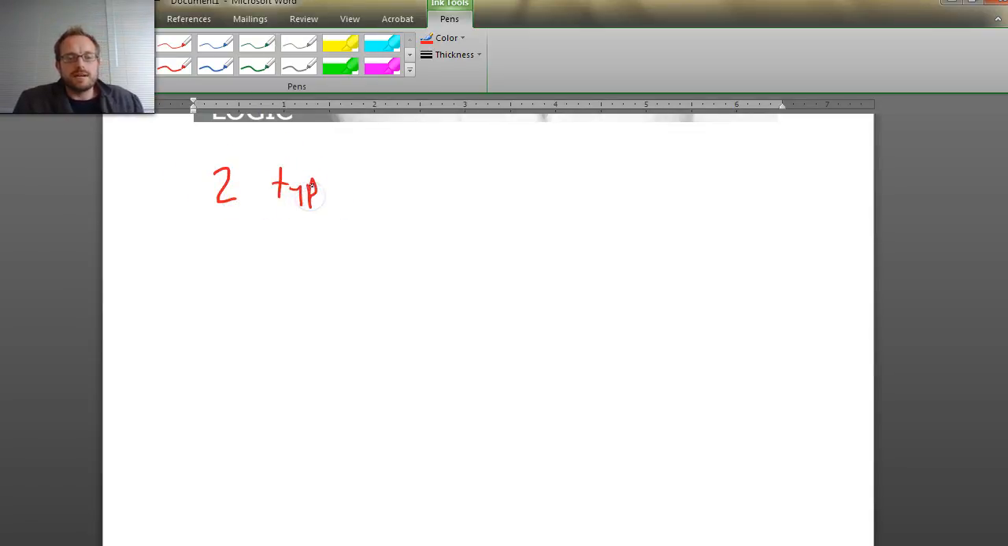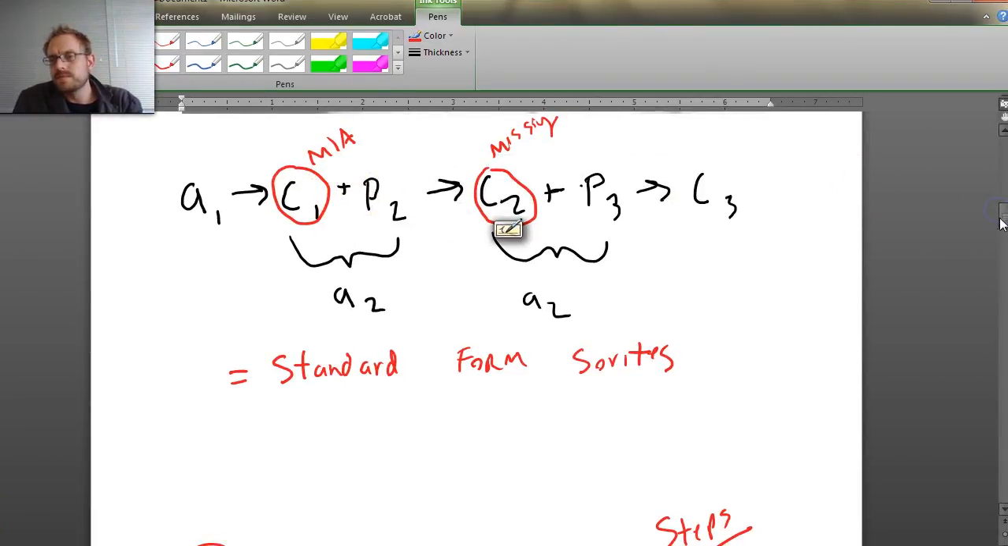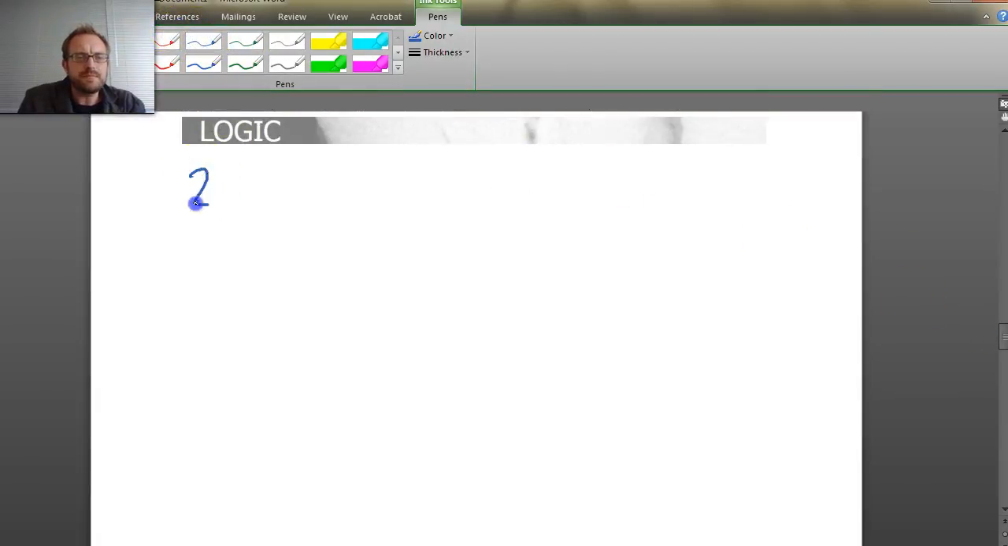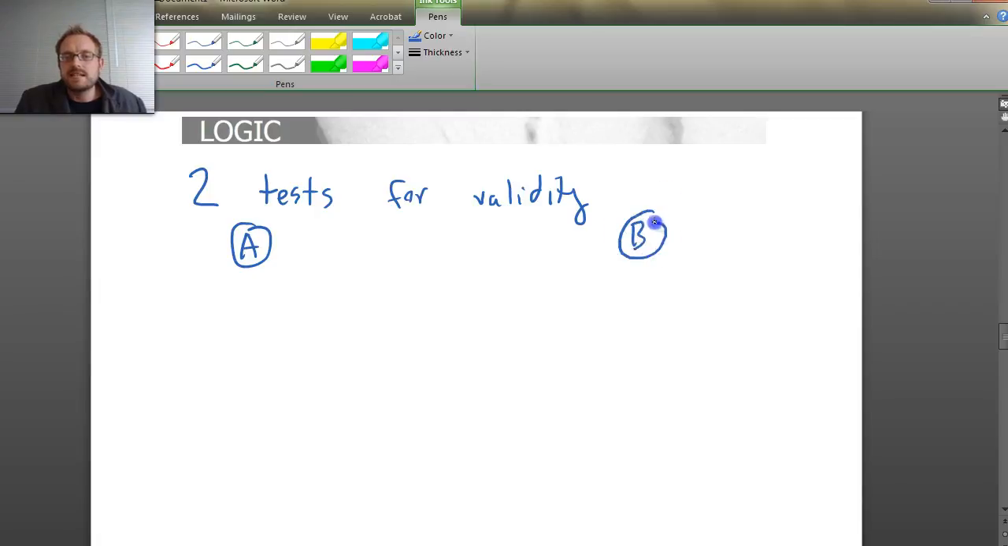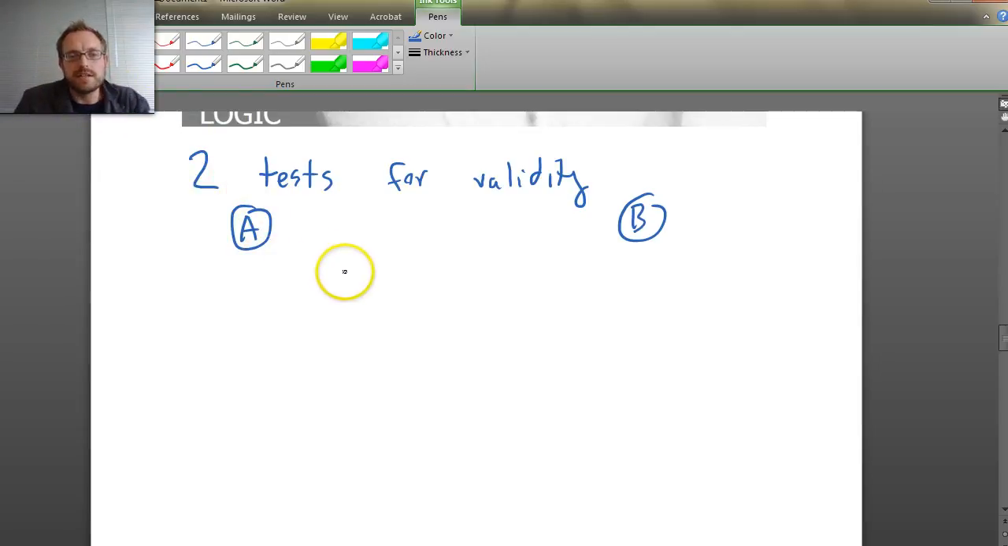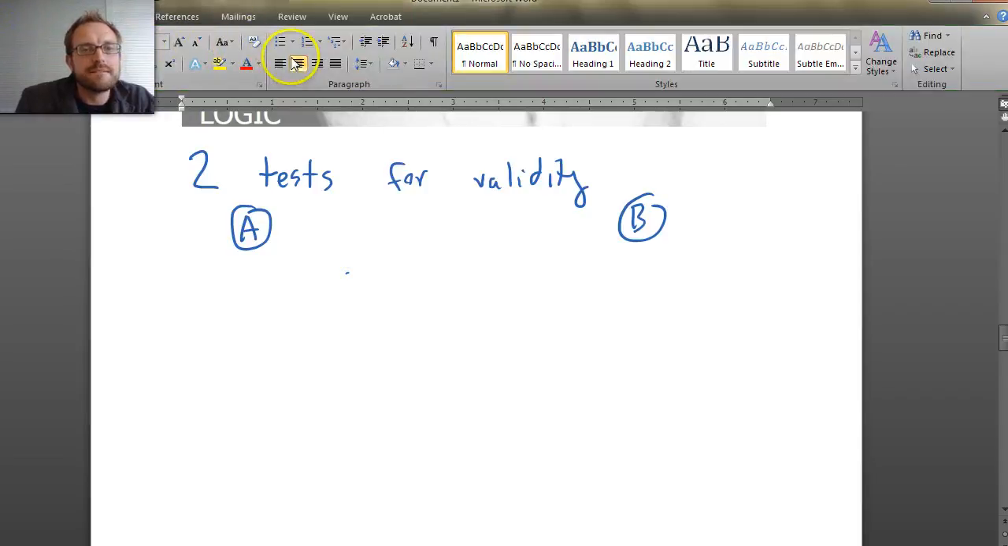There are essentially 2 tests for validity in order to determine the validity of our Sorites, right? So here are the 2 forms. We'll call this test A and test B. Test B is pretty simple. In fact, I think it may be better if I just type it out for you here. I've noticed as I've been doing these videos that my handwriting's not the best. So let's go through here.